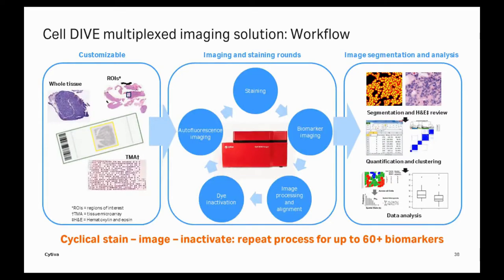There are five steps to the imaging and staining rounds. You need the background autofluorescence imaging, stain the sample, image the sample. The system does the image processing and alignment for you. You inactivate the dye, and this process can be repeated as many times as you need for 60-plus biomarker visualization. Downstream, then, you would analyze the data and interpret the results from your imaging. So at a high level, that's the workflow. That's what enables the imaging of 60-plus biomarkers.